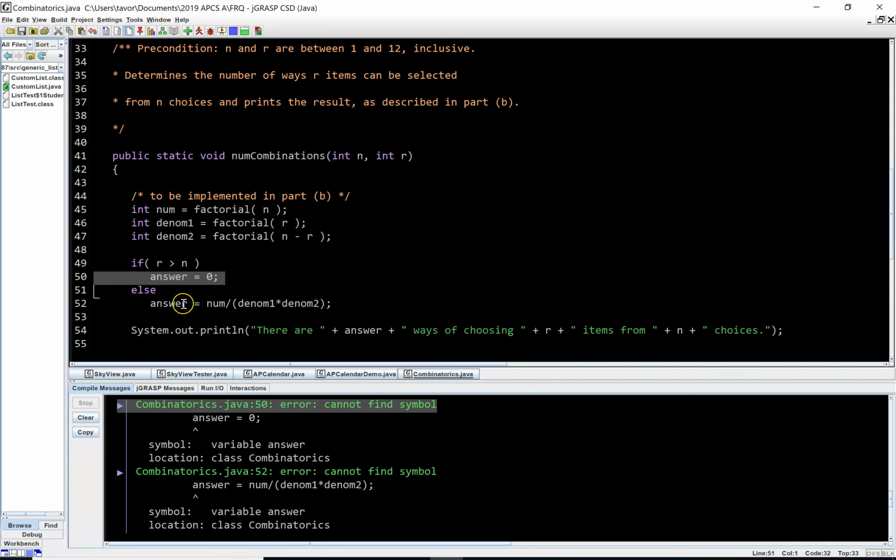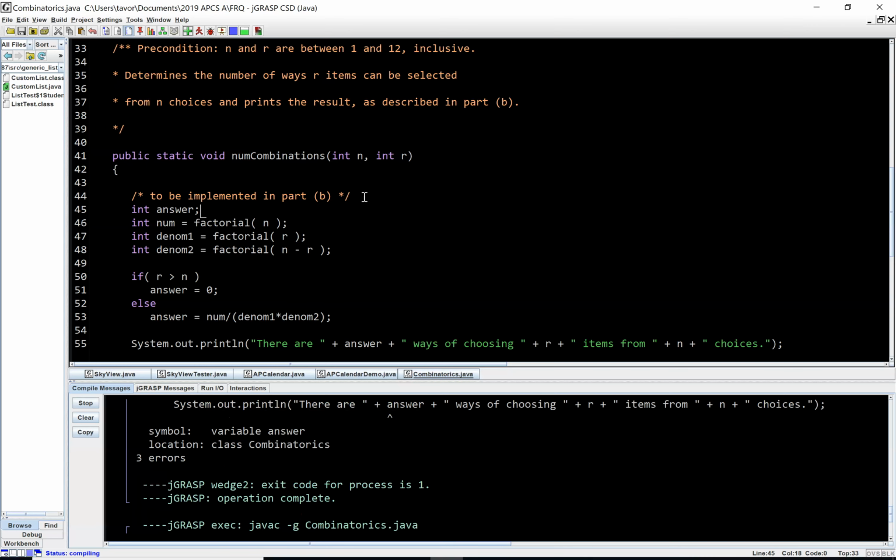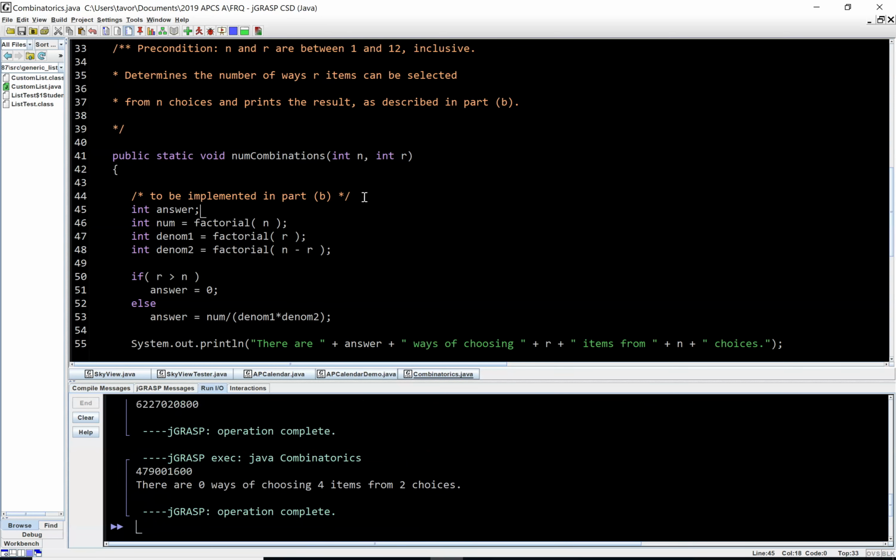Or maybe not an error, but not necessarily. I never declared answer. Answer is an integer. So right here I'm going to put int answer. I'm not going to initialize it to anything. I'm just going to put an answer. Oh, it works. There are 0 ways of choosing 4 items from... Oh, it works because this is working right here.